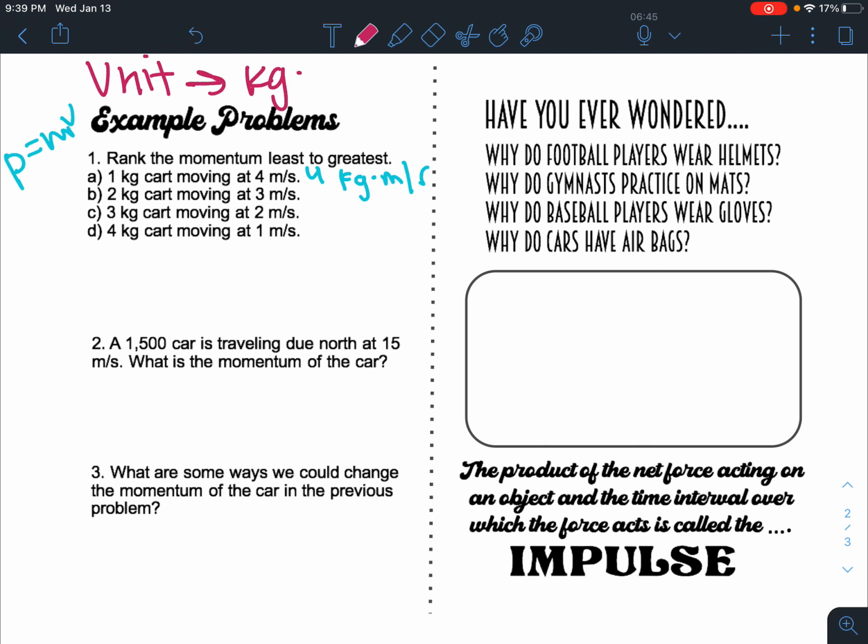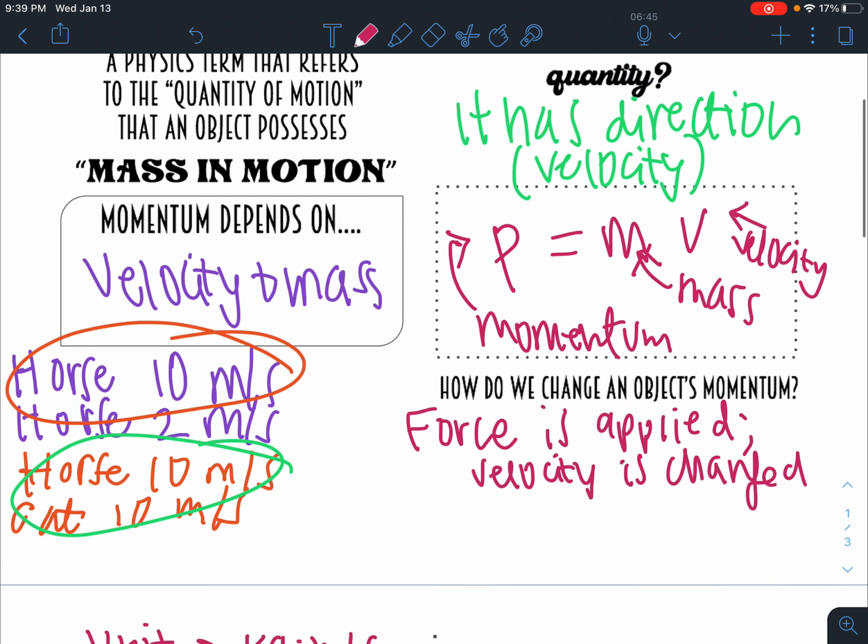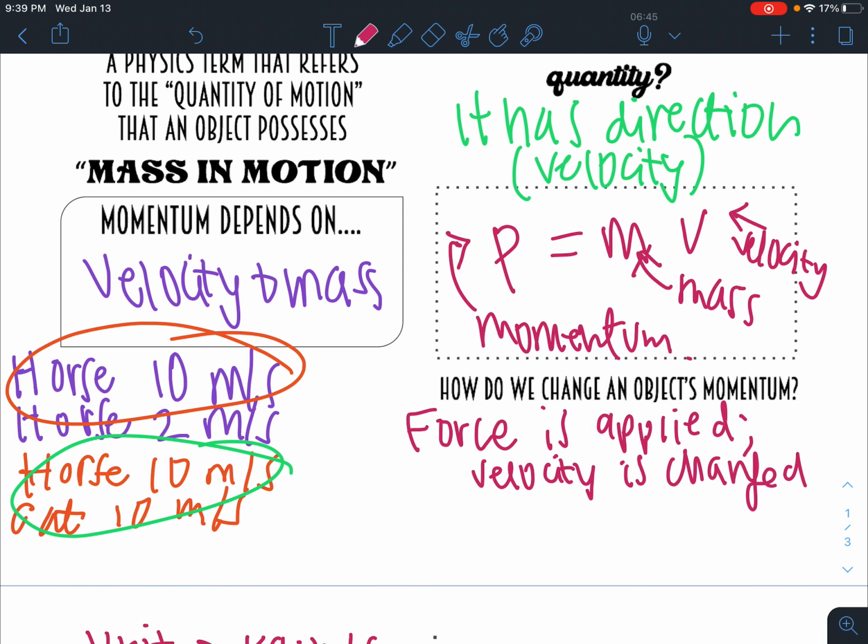The unit for momentum is kilograms times meters per second because if you look at our formula, it's mass times velocity.